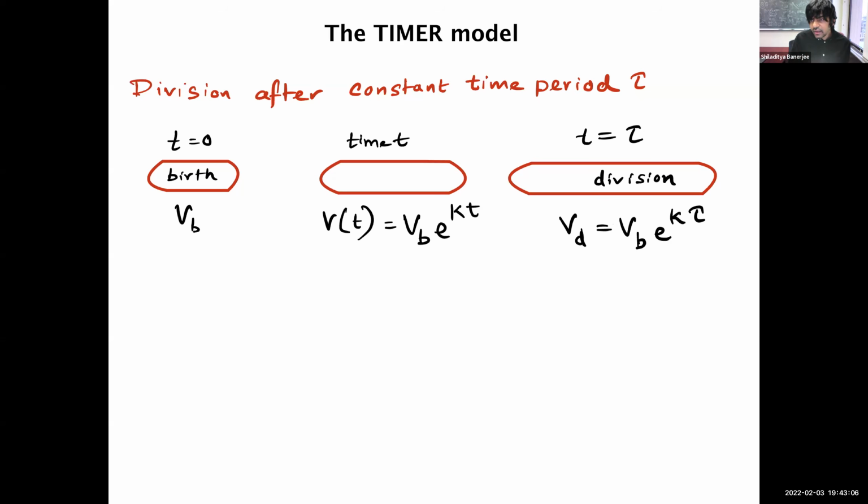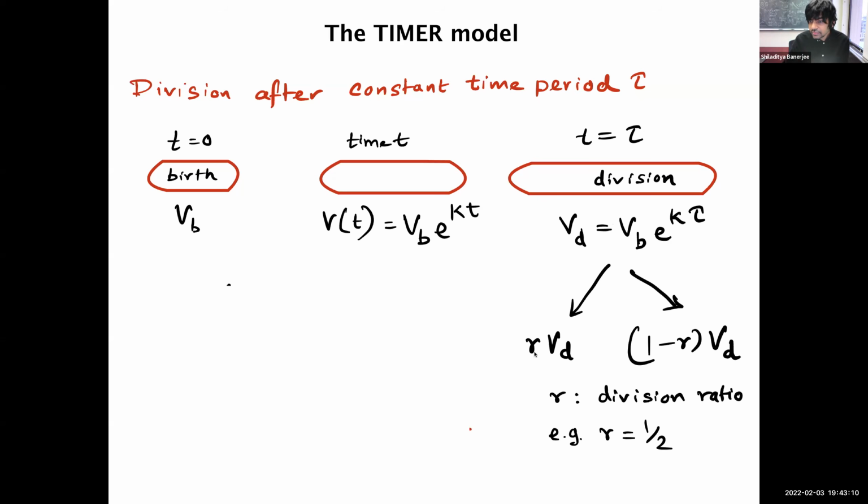What happens is that after division, the cell splits into two cells in the ratio R, which is called a division ratio. So you split the cell into two and you continue this cycle. For simplicity, I'll assume that R is equal to half because you have symmetric divisions. You can also do a similar calculation for asymmetric cell divisions.